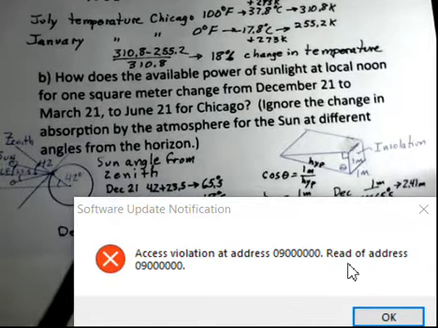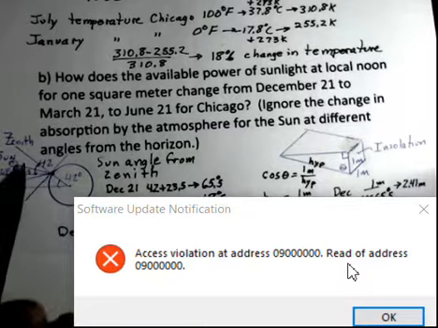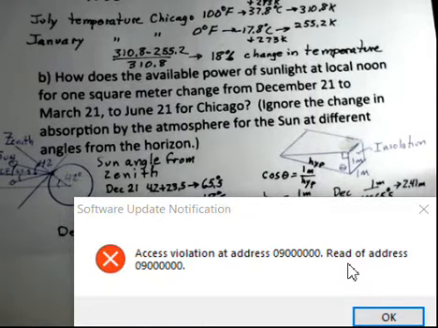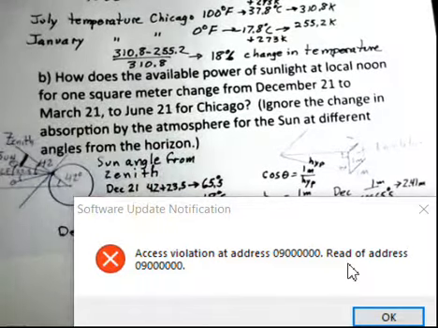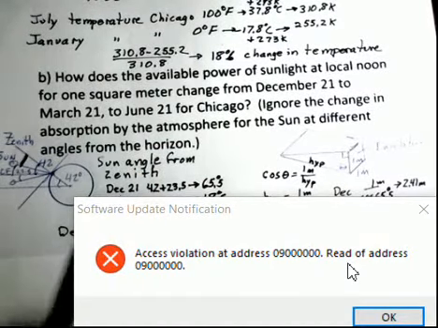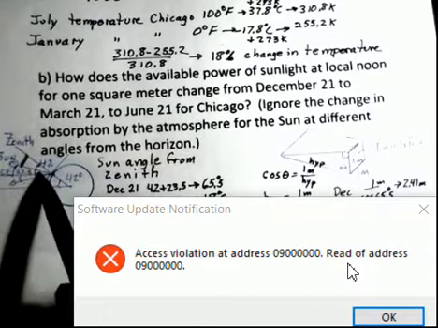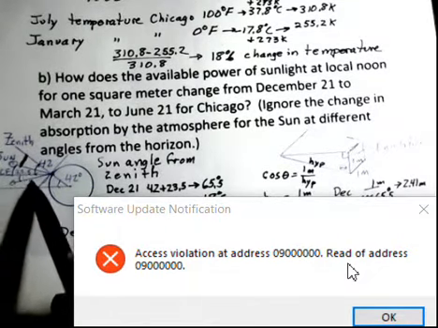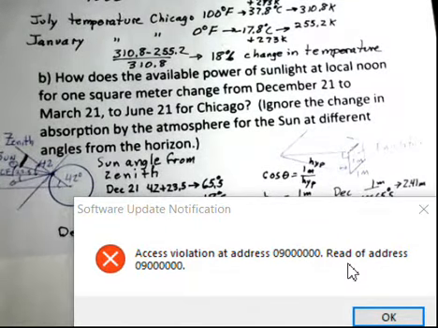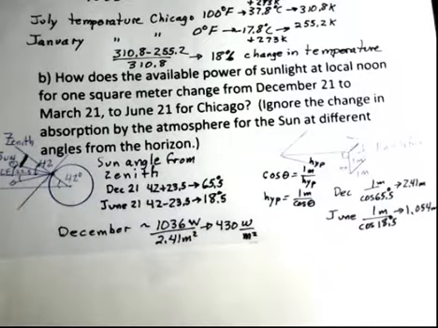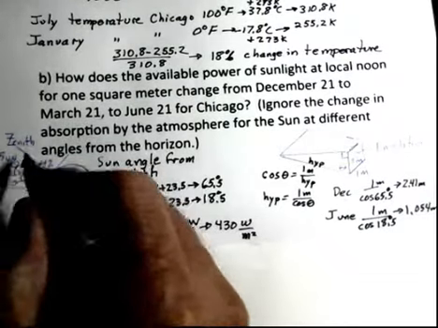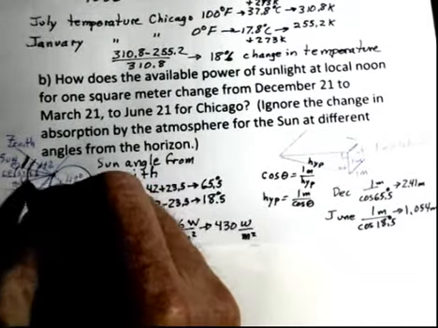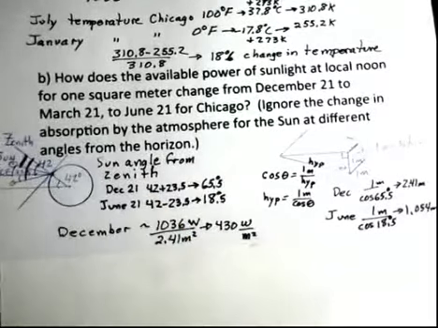Sorry, I should have started on this line down here. 42 degrees minus 23.5, the sun is 18.5 degrees away from the zenith in June. In December, 42 degrees down to the celestial equator, another 23.5 degrees down to the position of the sun on the sky. So we have 65.5 degrees, this larger angle, down to the sun away from the zenith.